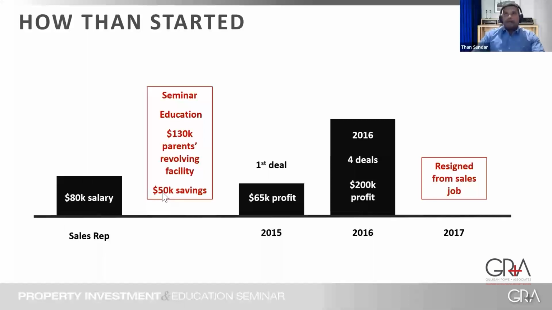Luckily I had 650K of savings, 130K from my parents, and access to a revolving credit facility, which I was taught how to obtain through the seminars and education. Then I went in and did my first deal. The first deal was the real eye opener, because all that theory, listening to people talk about how much they made, is great and fantastic. But until you do it yourself and have that money in your bank account, that's the real woohoo moment for me, in the sense that I did it.